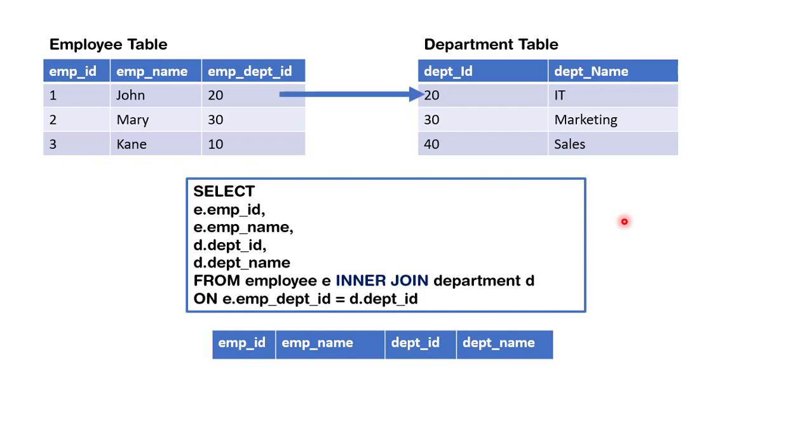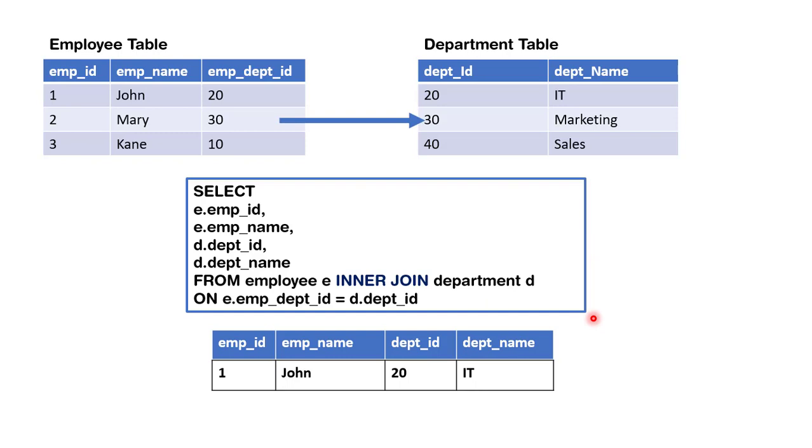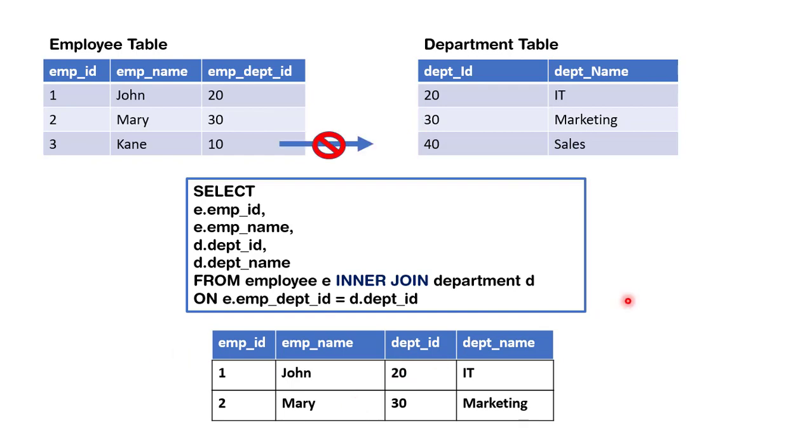Okay, 20 is matching with department id, so I'll get this row in the result, right? Then it will search for 30. Okay, 30 is present in department table. It will get the result in the result table, right? But now it will search for 10 and it doesn't present in department table. So it will not come into the result table. So this is how inner join works.